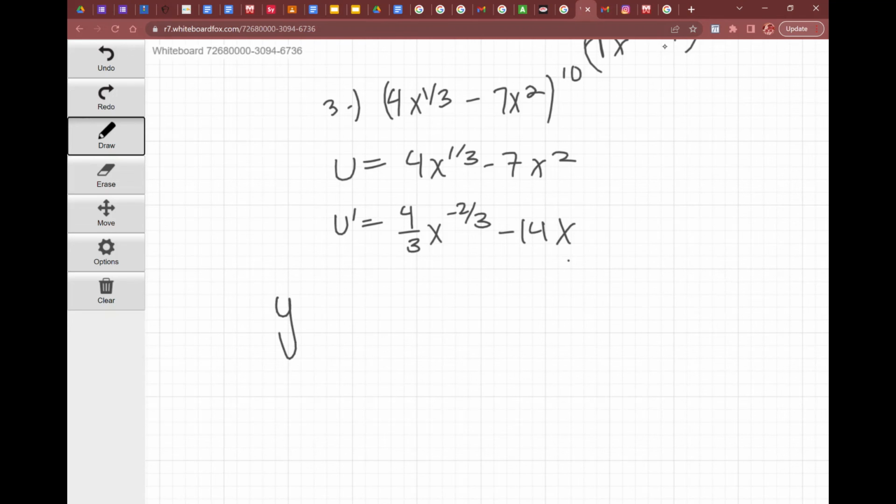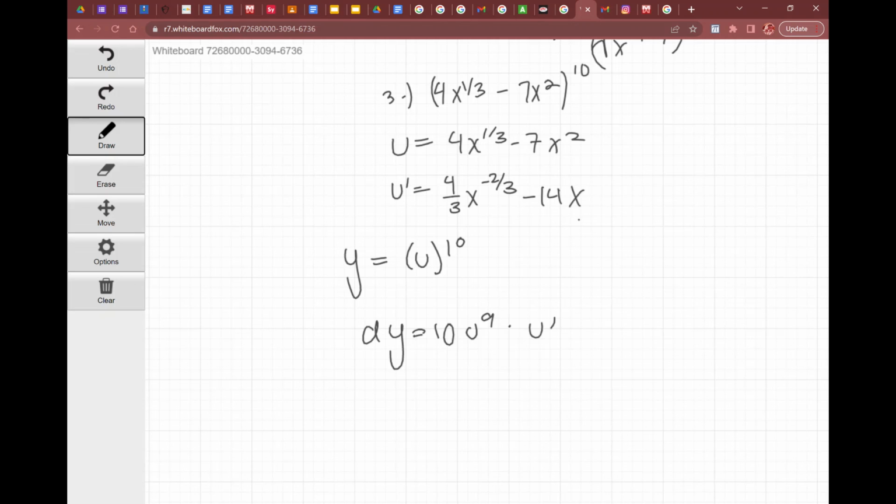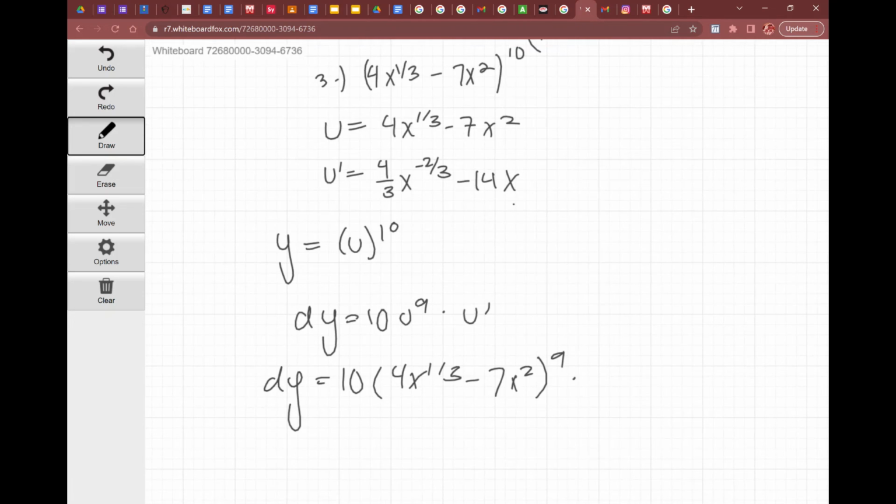So then if y equals u to the 10, then dy over dx is going to equal 10 u to the 9 times u prime. We already know what all these are, so now all we can do is substitute. So then 10 times 4x to the 1/3 minus 7x squared, to the power of 9, times 4/3 x to the negative 2/3 minus 14x. And, simplify, but there's your answer. I hope that helps. This one's a little all over the place, but you know what? That's okay.